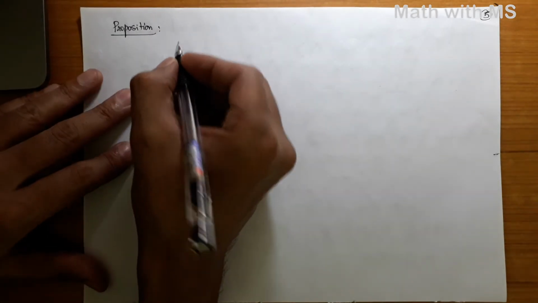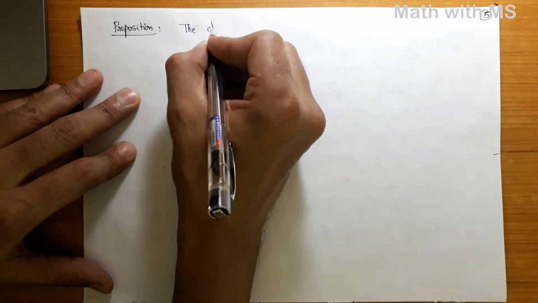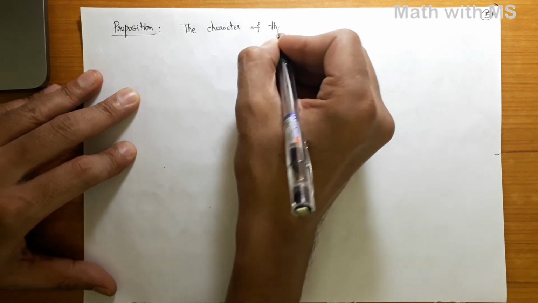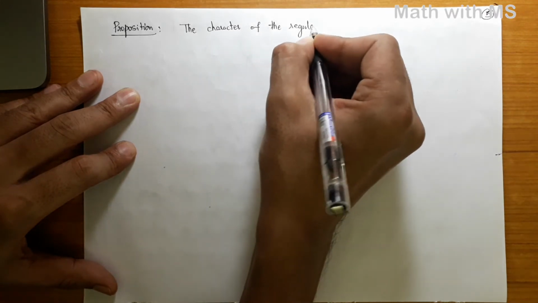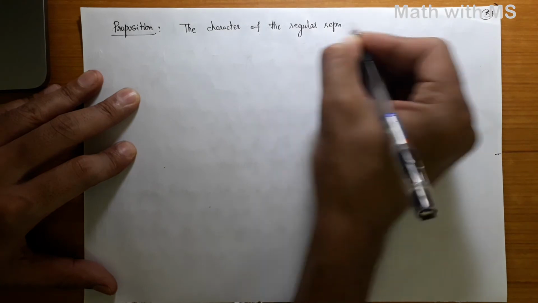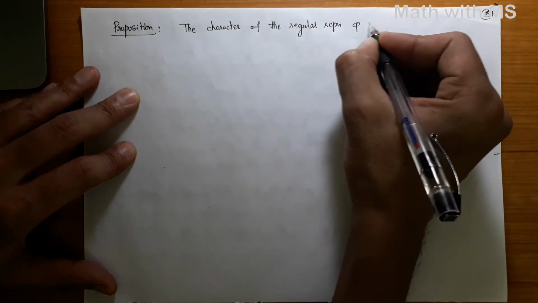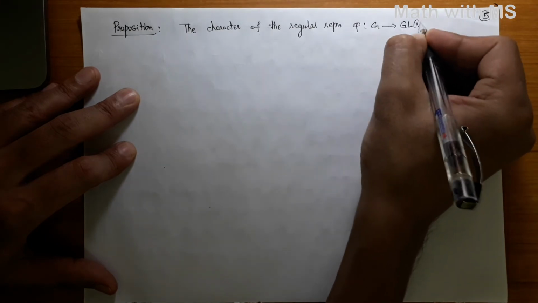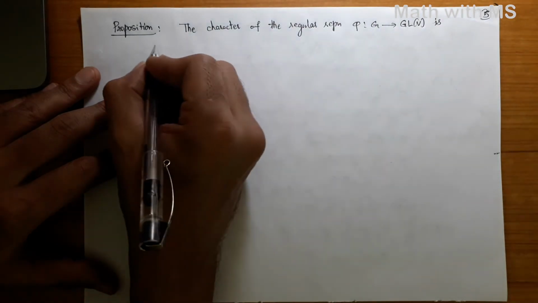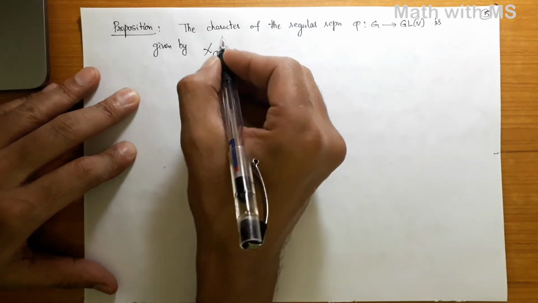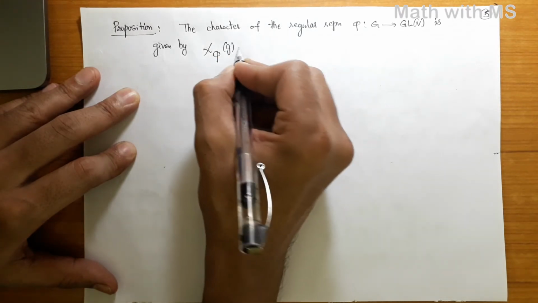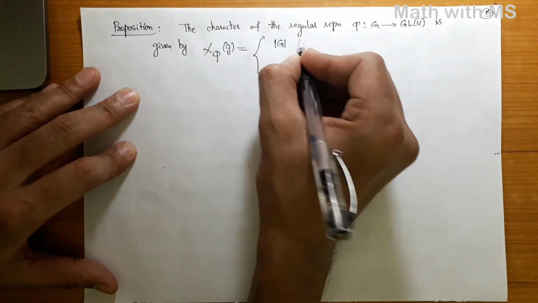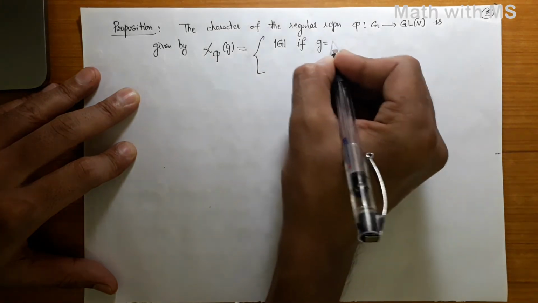Proposition. The character of the regular representation phi from G to GL(V) is given by chi_phi. It acts on a group element g of G as follows: it is the order of the group G if g is the identity element.